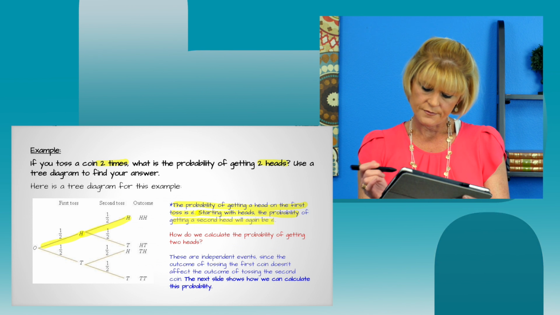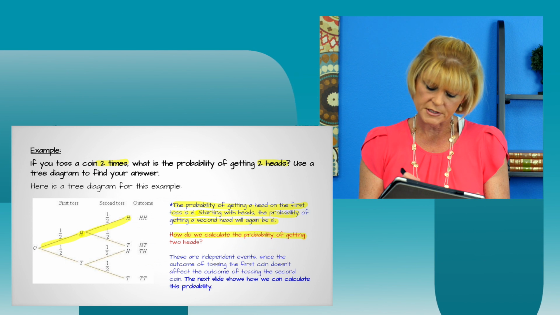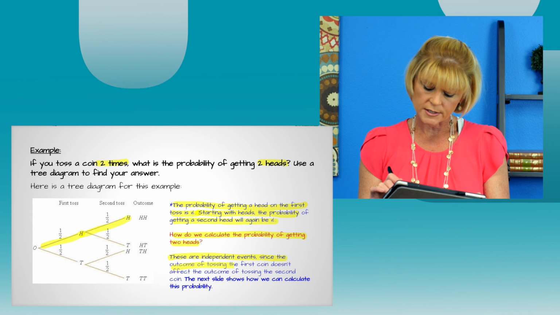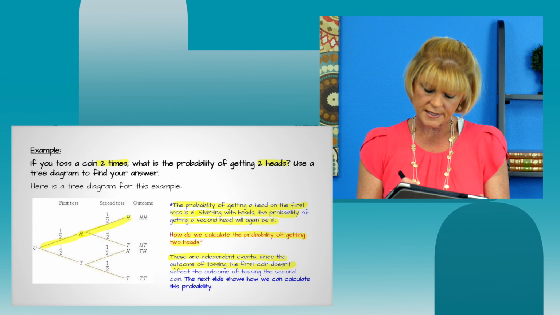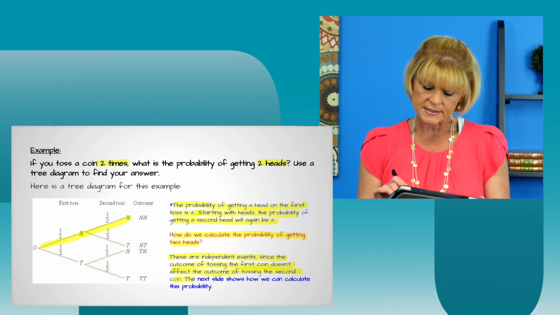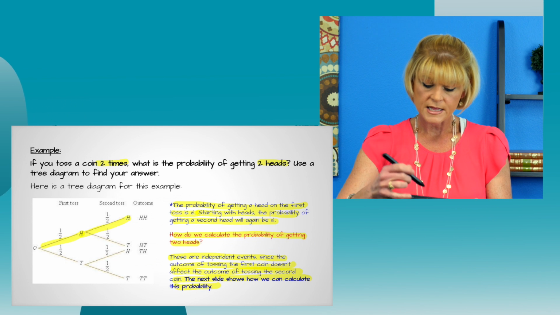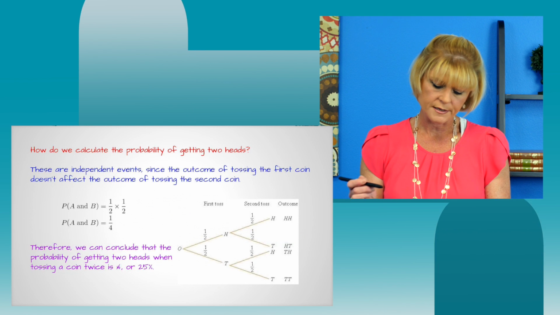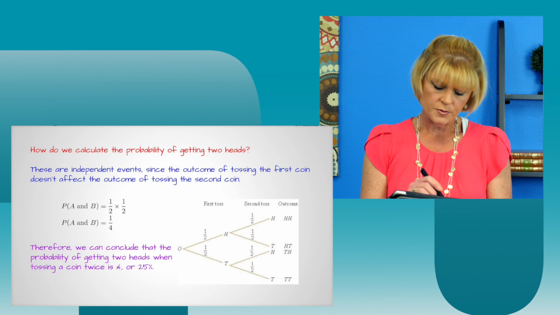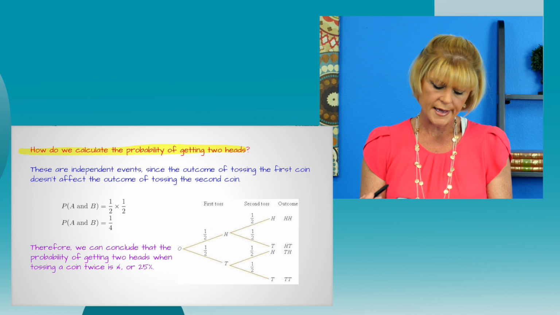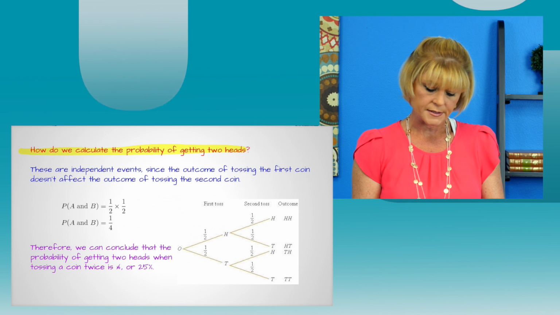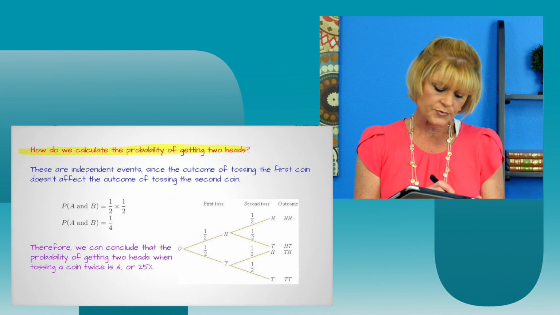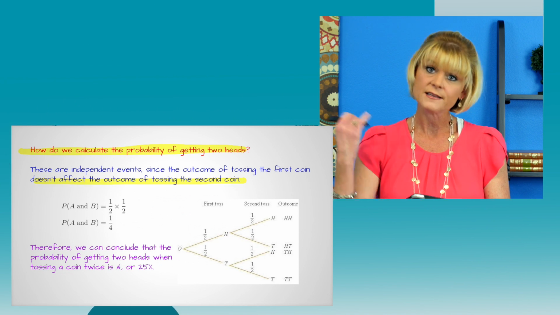There's another half there. Now, how do we calculate the probability of getting 2 heads? These are independent events, and since the outcome of tossing the first coin doesn't affect the outcome of tossing the second coin, this next slide will show how we can calculate this probability. Let's look at that tree diagram again. The question again reads, how do we calculate the probability of getting 2 heads? Again, these are independent events, since the outcome of tossing the first coin does not affect the outcome of tossing the second coin.